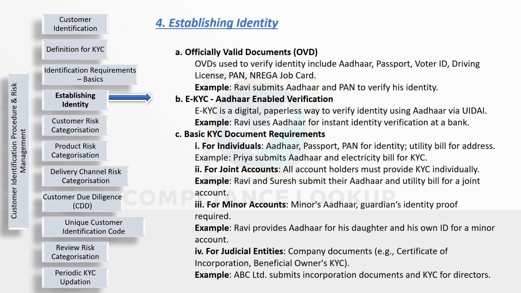How E-KYC works. First, the customer provides their Aadhaar number. Second, the bank sends a request to UIDAI. Third, UIDAI returns the customer's details: name, address, date of birth, and photo. Fourth, the bank verifies these details with the customer in real time.